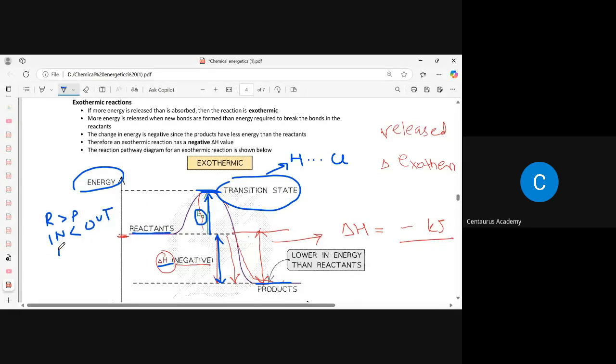Okay, are we clear so far? Yes. Okay, so these points are very important. You should remember these points. If the energies of the reactants are greater than the products, what reaction is it going to be? And if the energy taken in is less as compared to what is given out, then you should know that this is also exothermic.